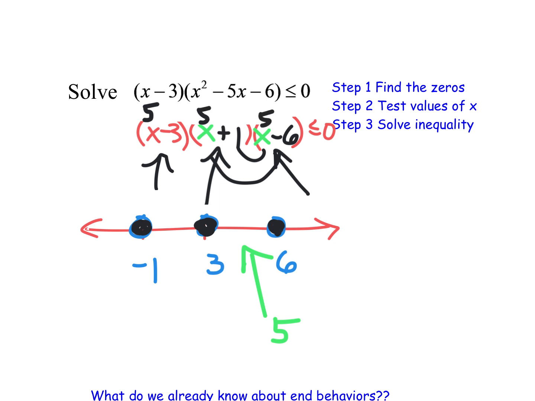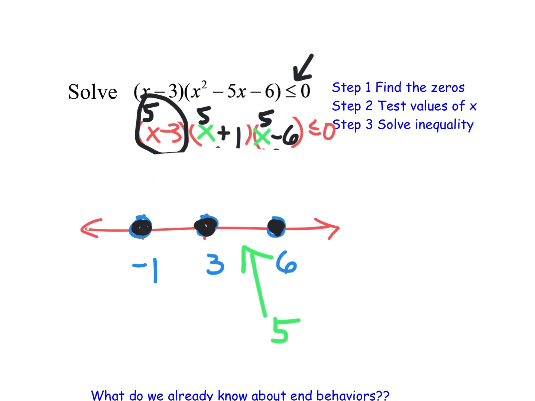Remember, I don't care about the exact answer. I care, does it come out bigger than or less than 0? And I want the ones that are less than 0. What's 5 minus 3? Come on, help me out. 2. And then what's 5 plus 1? So it's 2 times 6 times 5 minus 6? Negative 1, and that's key.